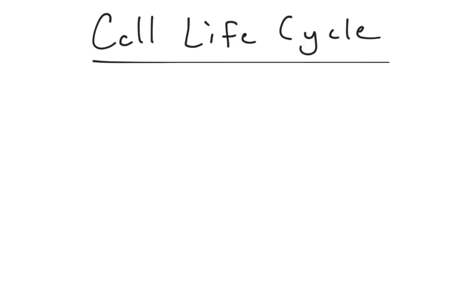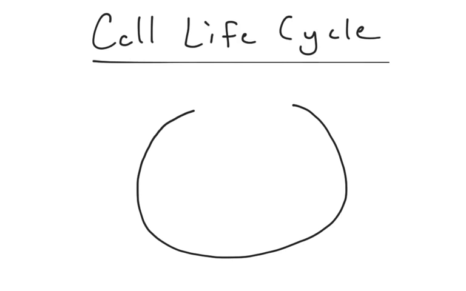Now, in order to understand cell division, we have to look at the cell life cycles. Yes, cells have life cycles, and they're controlled by the body. So let's look at the basic cell life cycle here. And I'm going to use this for a different stage. Okay, so if this is our cell life cycle, there's a couple stages we're going to look at.